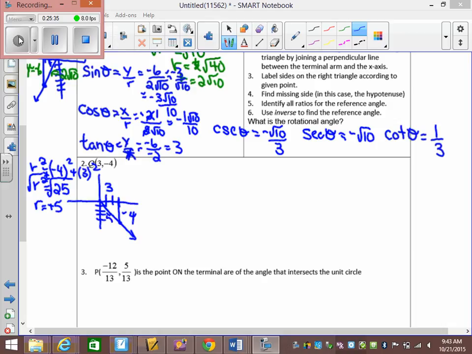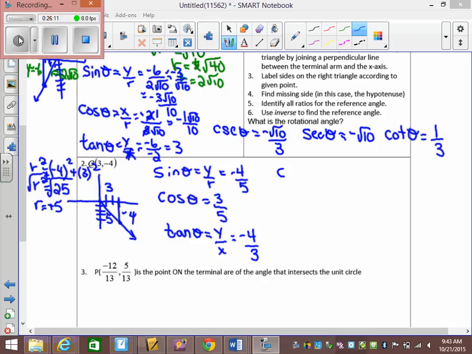You'll see 3, 4, 5 triangles a lot. 3, 4, 5 triangles come up a lot, which is nice ones if you see, because then they don't have radicals. Okay, so sine theta is y over r, or -4 over 5. Cos theta is x over r, so 3 over 5. And tan theta is y over x, or sine over cos, so -4 over 3.